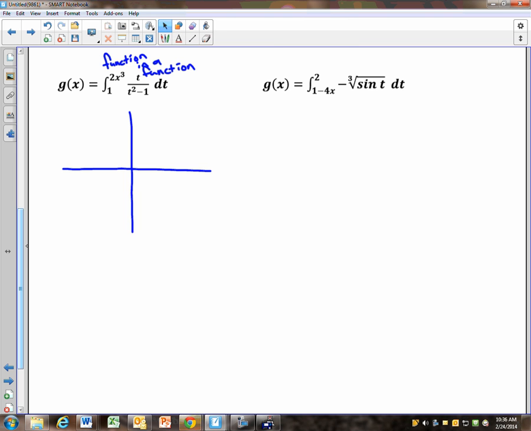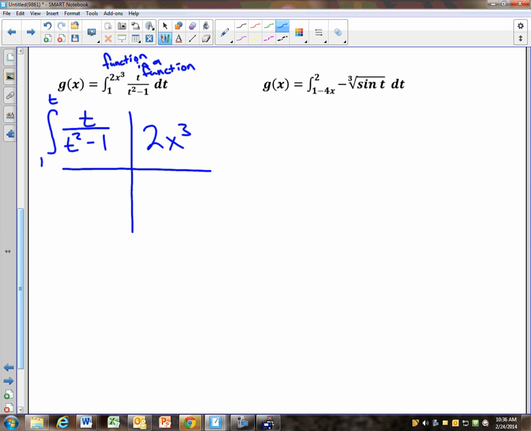So, what would we normally substitute in? When we took the derivative, we would substitute in the 2x to the third, right? So that's what goes here. And the outside structure is going to be what we would plug it into, or t over t squared minus 1. That's our structure.